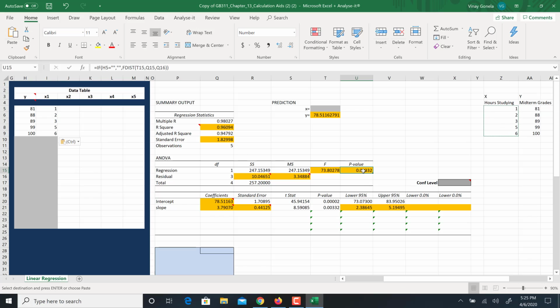So the first thing is you look at the p-value and ask yourself whether the model is good to predict. Usually if they don't give you an alpha value, you will assume alpha is 0.05, and if this p-value here is less than 0.05, that means the model is good enough. So here if you see 0.003 is less than this 0.05, so the model is good enough to predict.